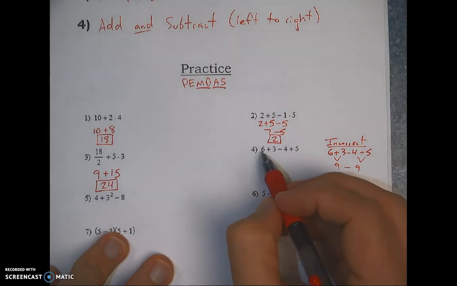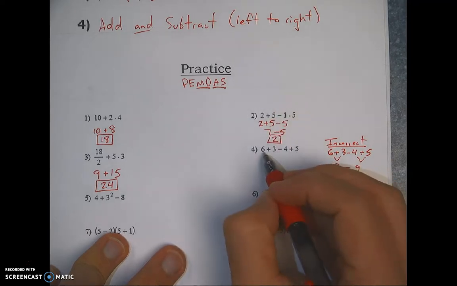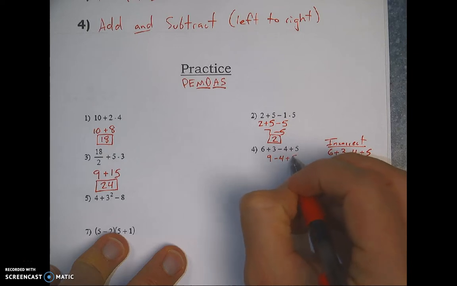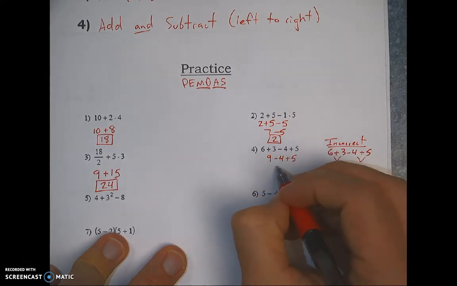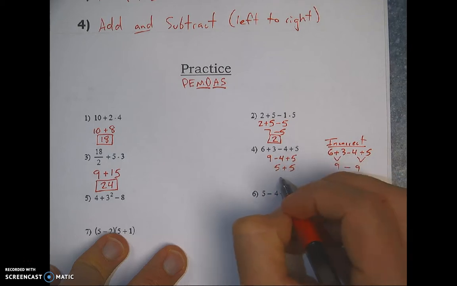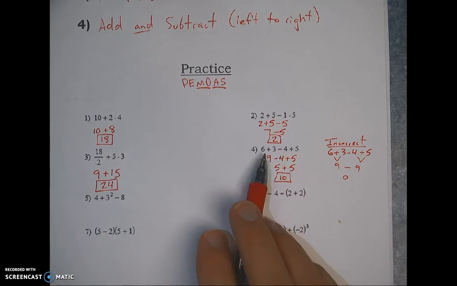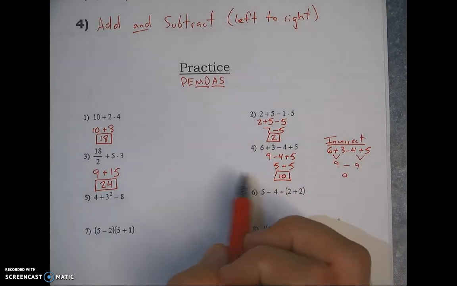We're supposed to go from left to right, whichever we see first. Add and subtract. So first thing I'm going to do is 6 plus 3. That's 9. Anything I haven't done, bring it down. Next, I'm going to do 9 minus 4. That's 5. Then I'm going to do 5 plus 5, and that's 10. Look at the difference in the answers, 0 and 10. That's a big difference. This is the correct one. This is the incorrect one. So we must follow our order of operations.